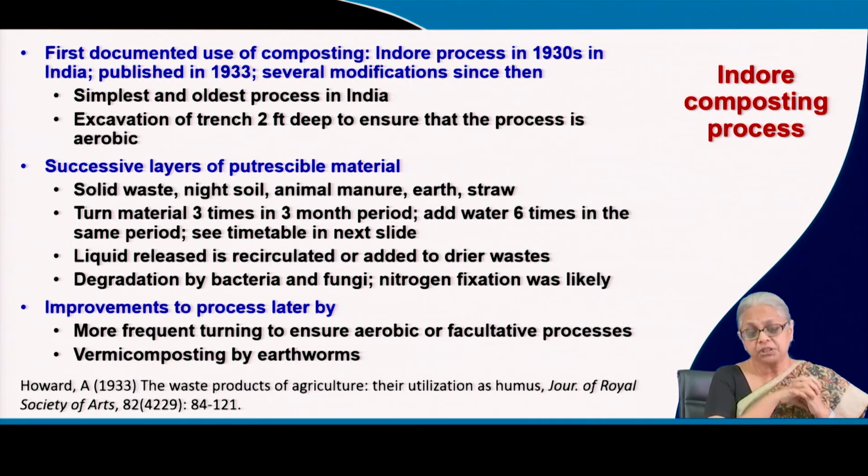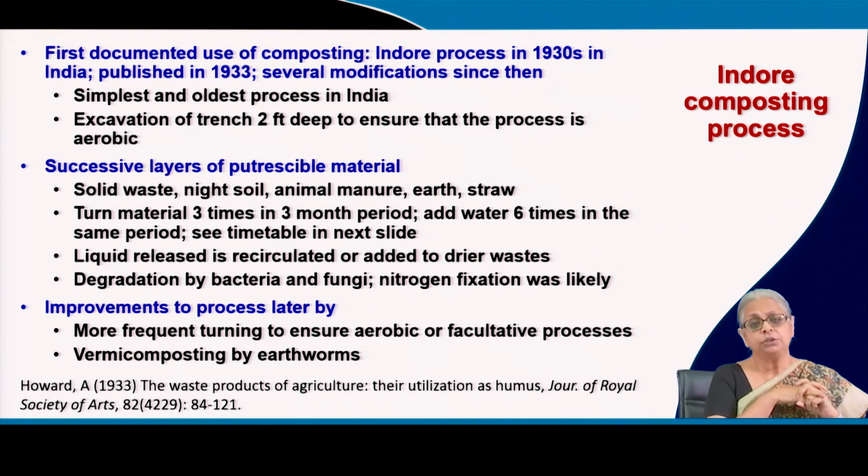There are several improvements to this process, and people have tried to improve the process by making it more aerobic, by making the turning frequency higher, by providing aeration, and so many other modifications have been tried. And there are ways of doing this process as a facultative process. So you make the pit or the container deeper, and you allow aerobic as well as anaerobic composting to be done. All that has been tried.